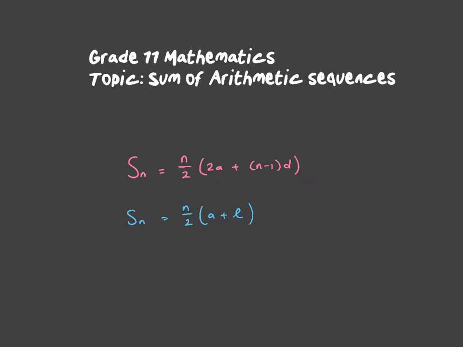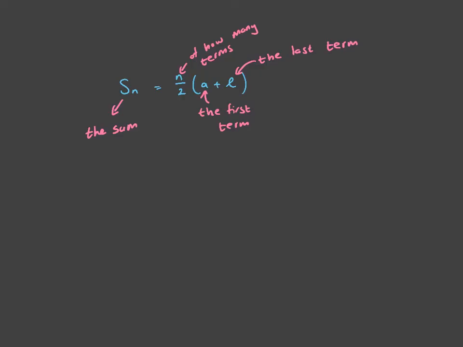Today we're going to look at the sum of arithmetic sequences and sigma notation, and we're especially going to look at these two equations here. Sn is equal to n over 2, 2a plus (n minus 1)d, and then the other one that's not on the formula sheet. So let's have a look at that formula that's not on the formula sheet.